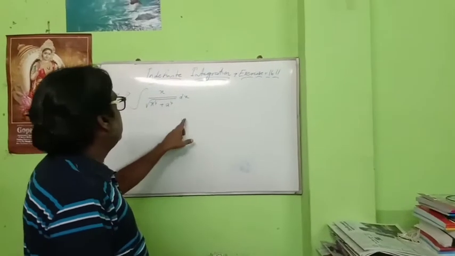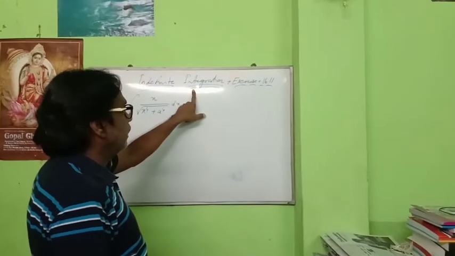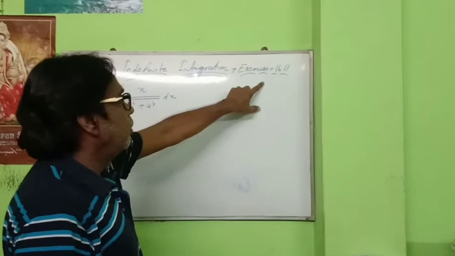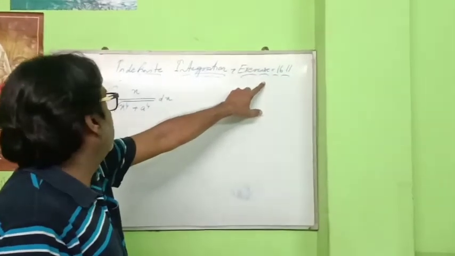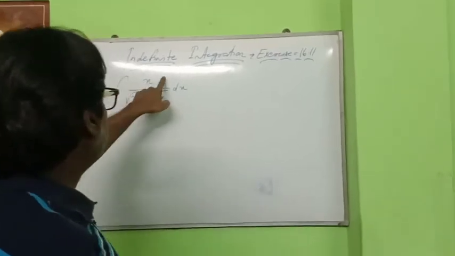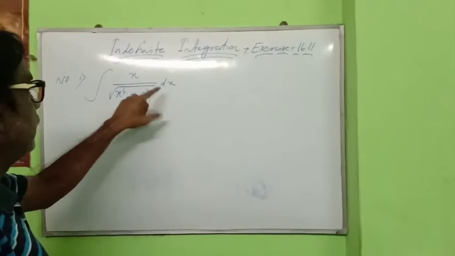Today I am continuing the chapter Indefinite Integration. I am taking exercise 16.11 from R.D. Sharma book. See, question number 1: integral of x by root over x to the power 4 plus a to the power 4, dx.